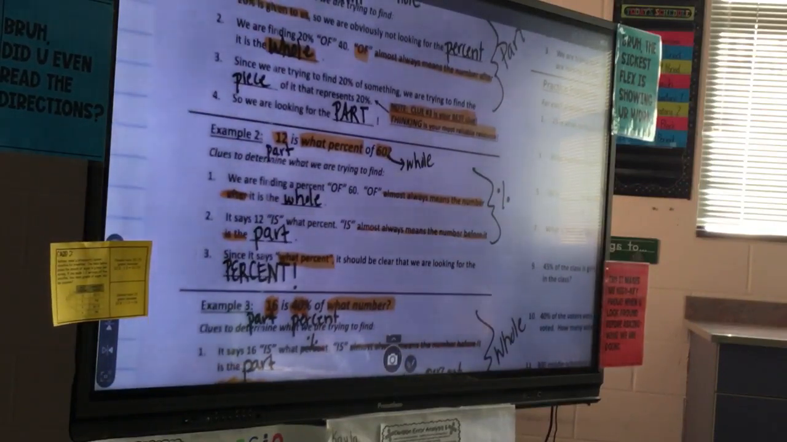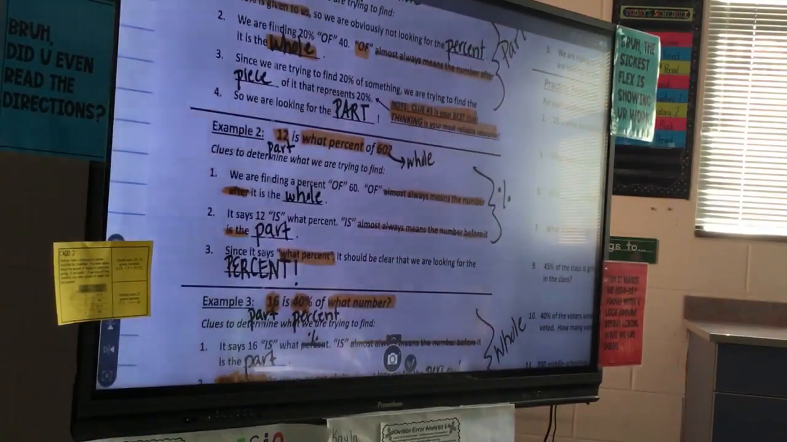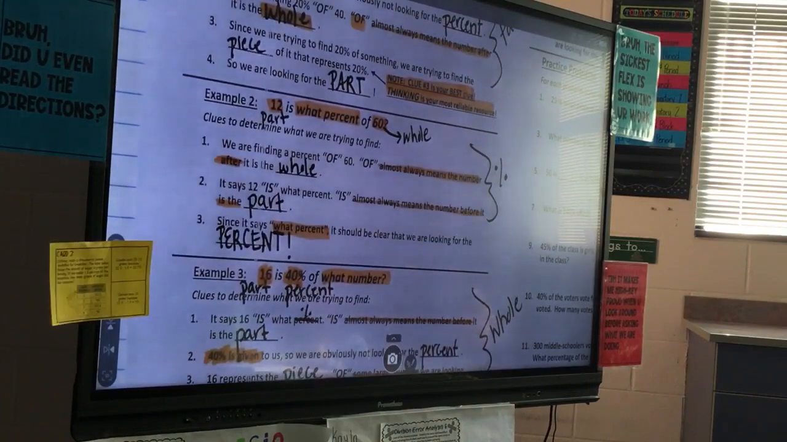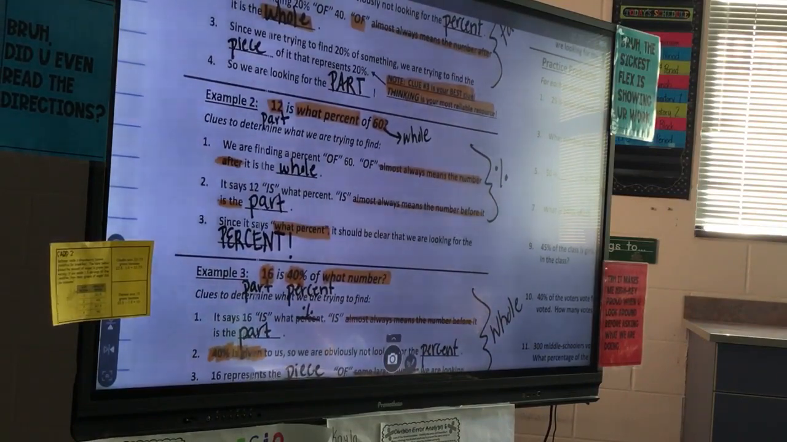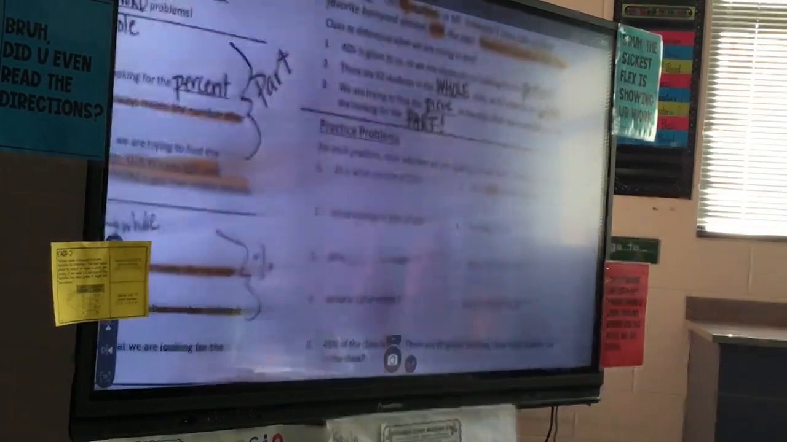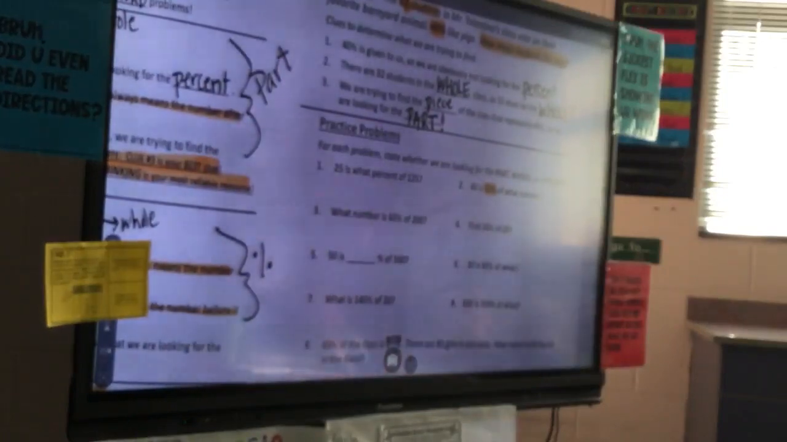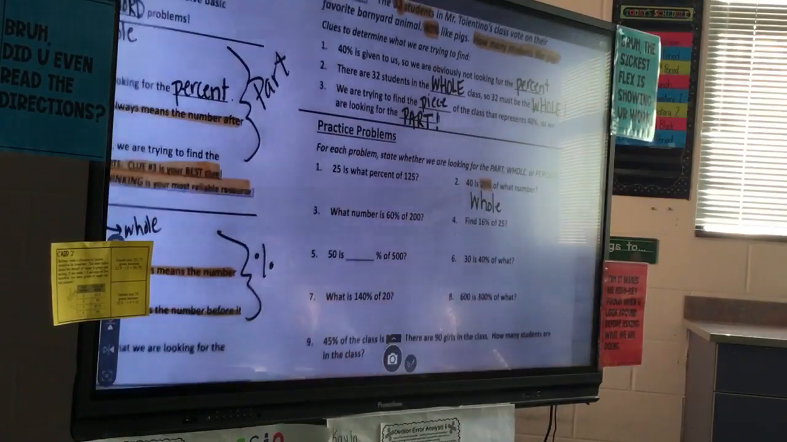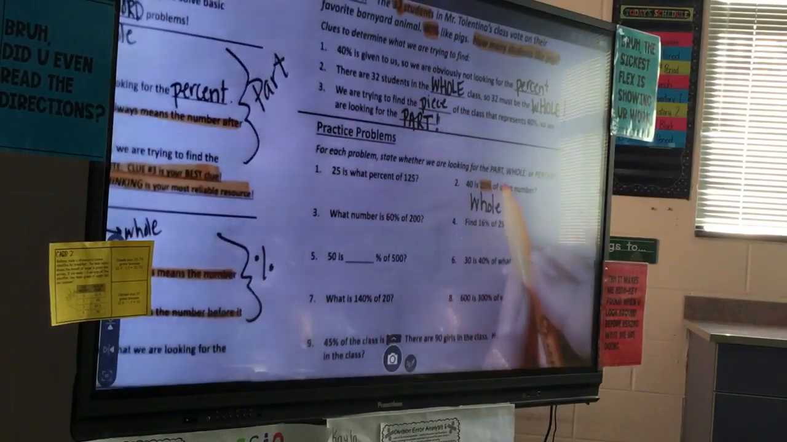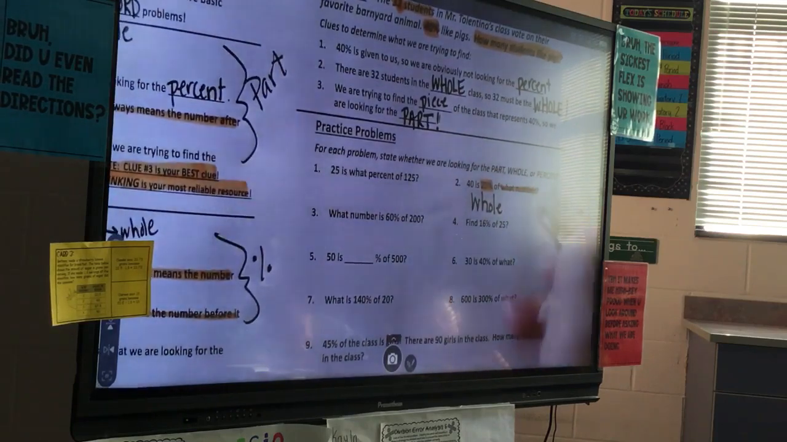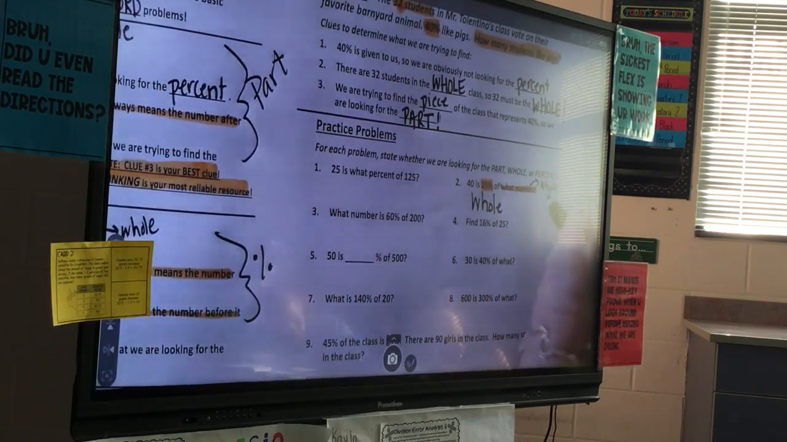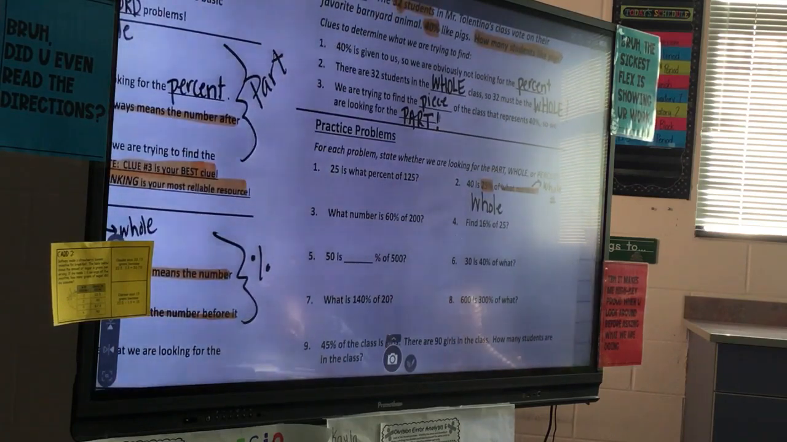Samantha? 3. So if it looks similar to 16 is 40% of what number, what are we looking for in that one? Silas? The whole. Is it the same format as the third example? So therefore you are looking for the whole. And then just underline or highlight or circle the whole number.